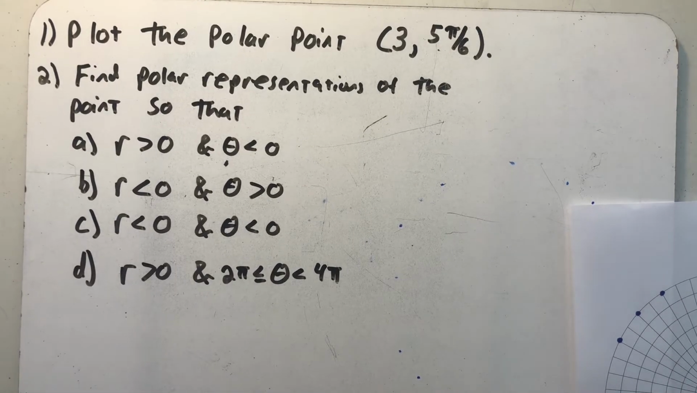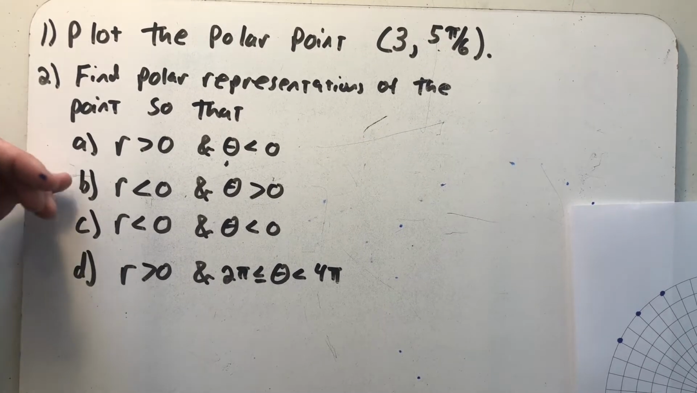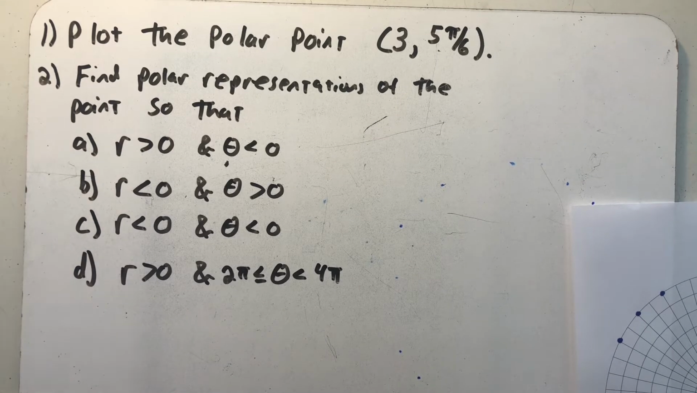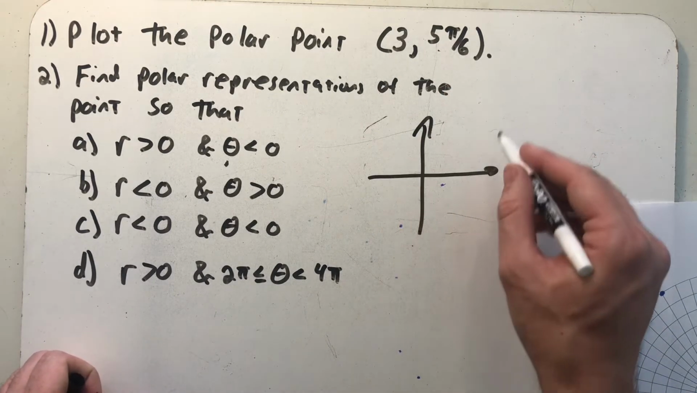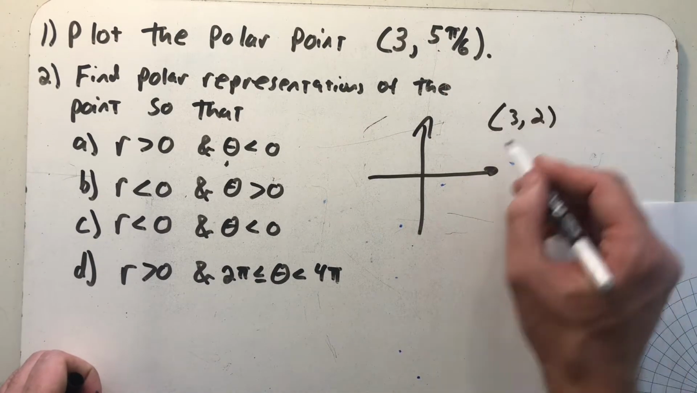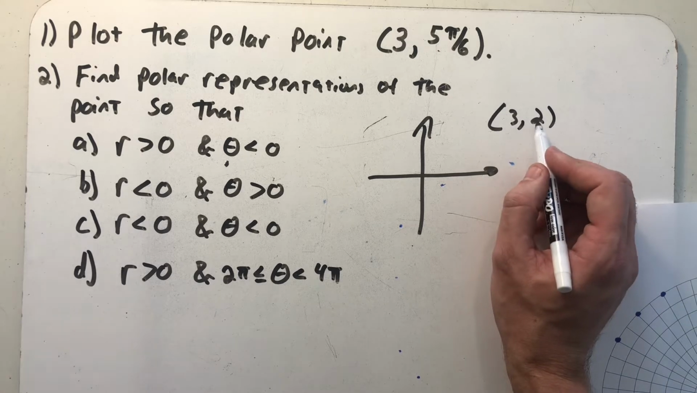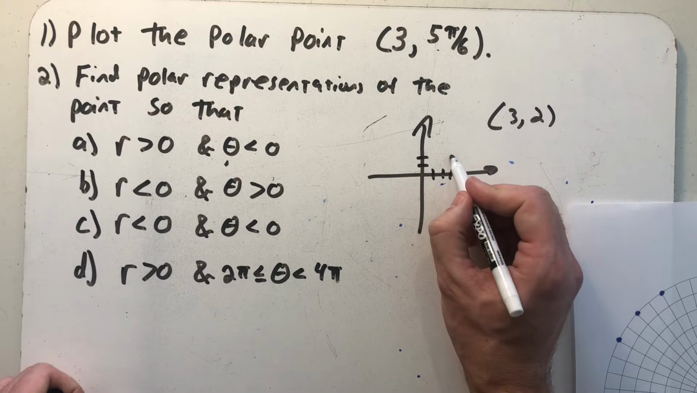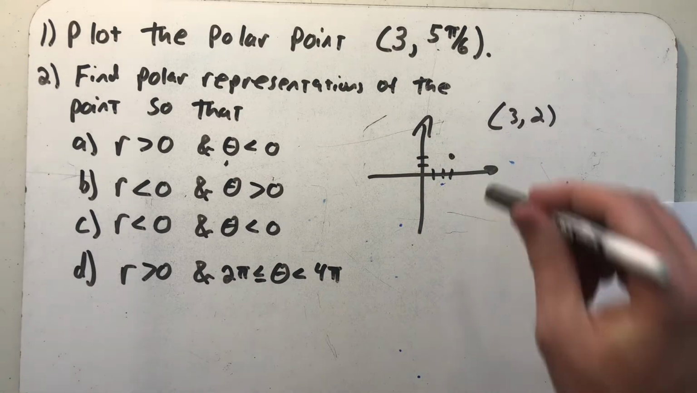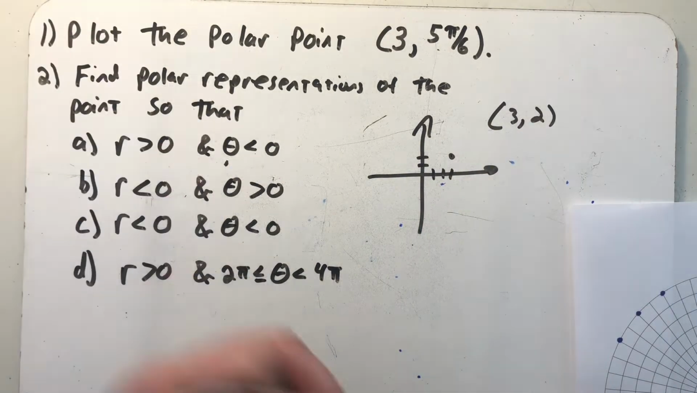We've been asked to plot a polar point and then find 4 more representations of that polar point. In rectangular coordinates, we're used to plotting points as an x comma y, as in go to the left or right so many and then go up or down so many. And so the point 3 comma 2, of course, is that point right there.